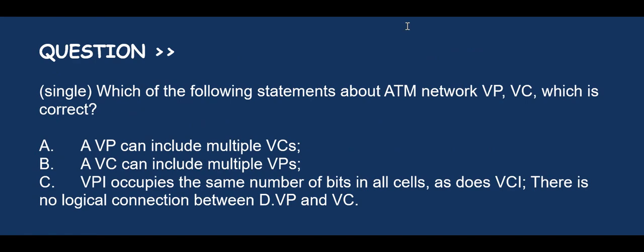Option B is correct. Next one, which of the following statements about ATM network VC is correct? Option A, a VP can include multiple VCs. Option B, a VC can include multiple VPs. Option C, VPI occupies the same number of bits in all cells as does VCI. There is no logical connection between VP and VC. This is option D.